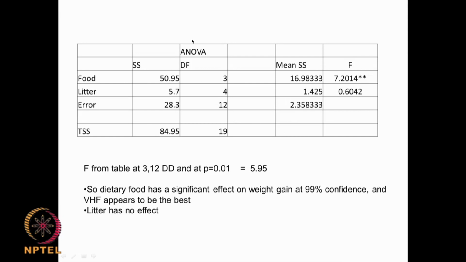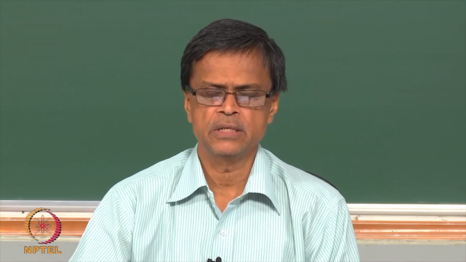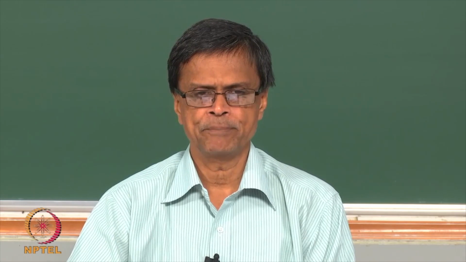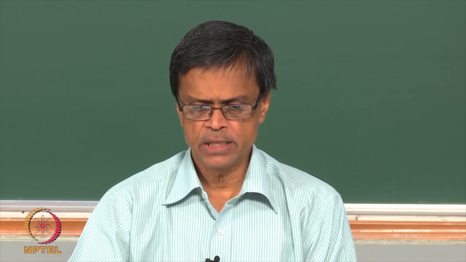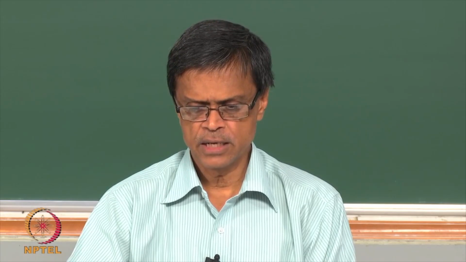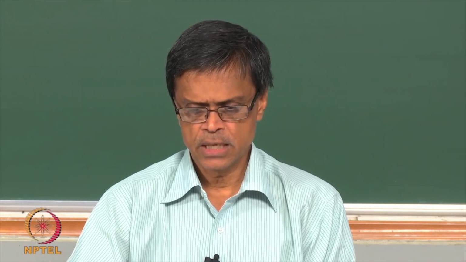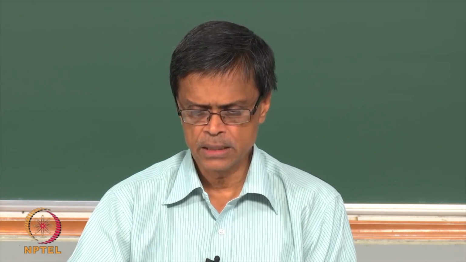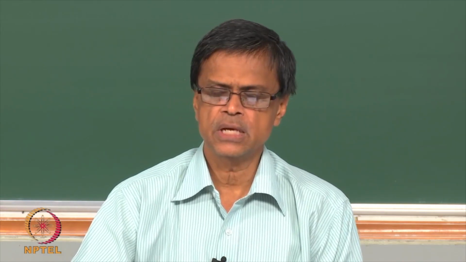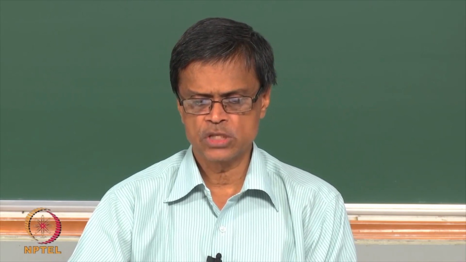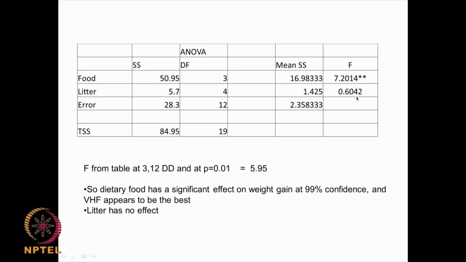We will call this a two-way ANOVA, because we have two different situations. One is food, 4 columns we have, low fiber, medium fiber, high fiber, very high fiber, and then 5 different litters of mouse. So we checked whether the food has an effect, calculating the F value, and whether litter has an effect, calculating the F value. Every time we divided by the error. So we find the food has an effect, because the F value we calculate is higher than the table value, whereas litter has no effect, because the F value which we calculated is much less than the table value.